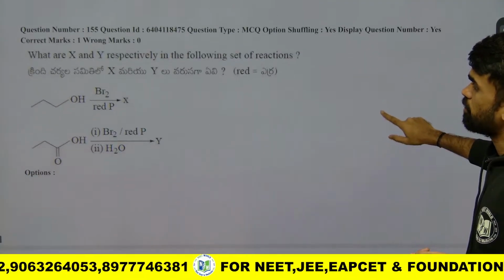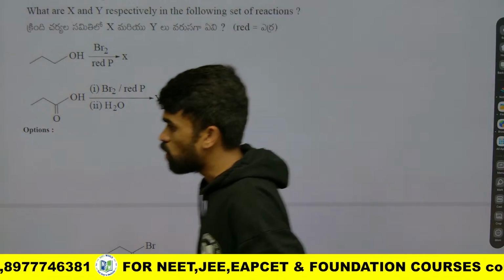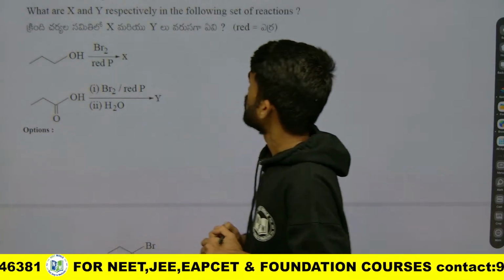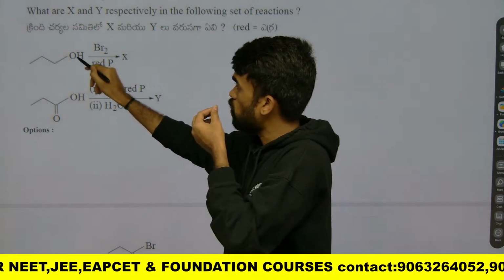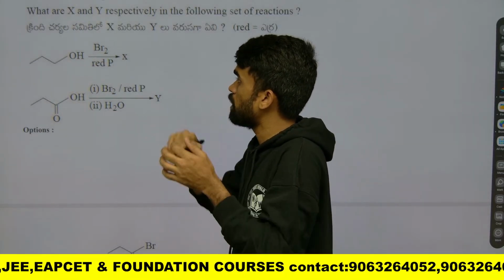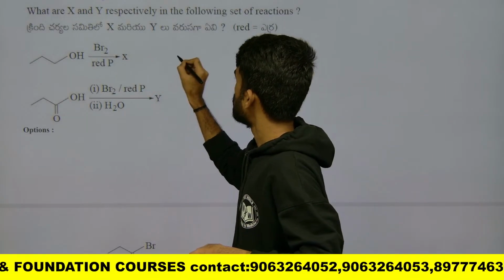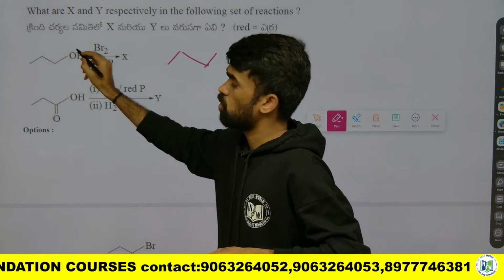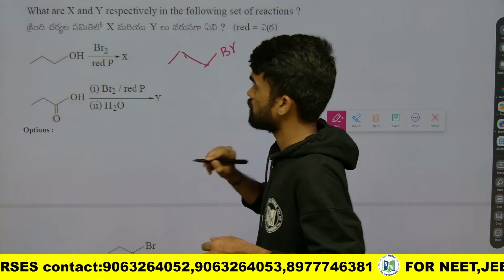Here we have a question from organic. What are X and Y respectively in the following reaction? Here we have an OH group, and here we have Br2 and red phosphorus. That will remove the OH group and replace it with Br. So you will get an answer like this.